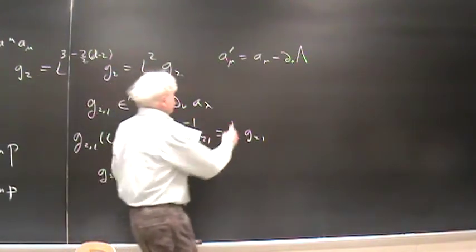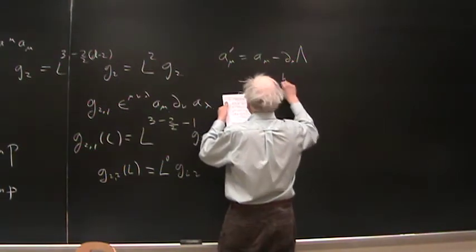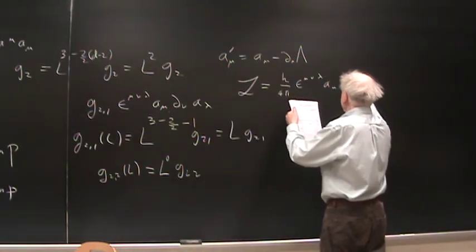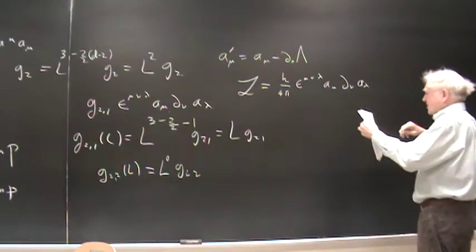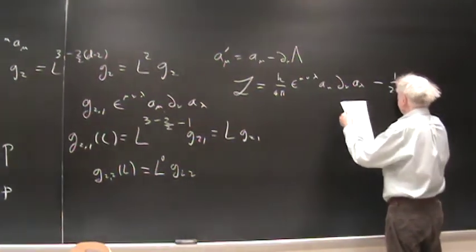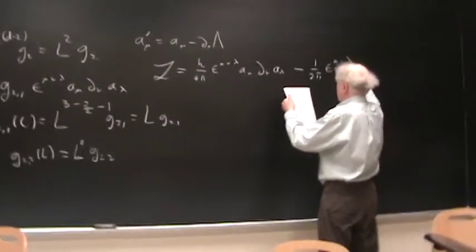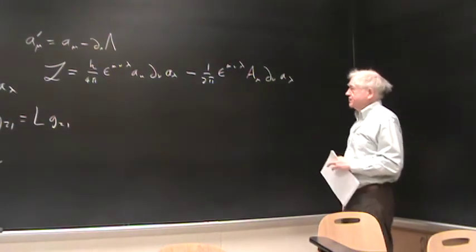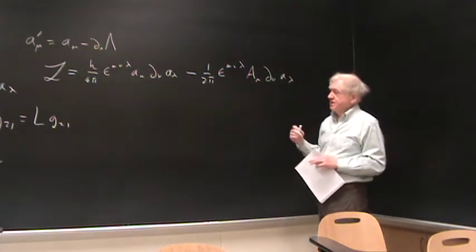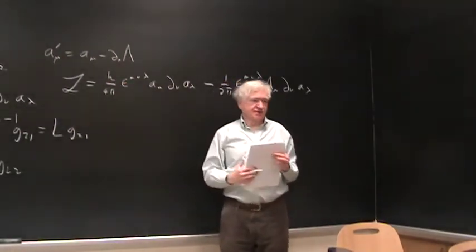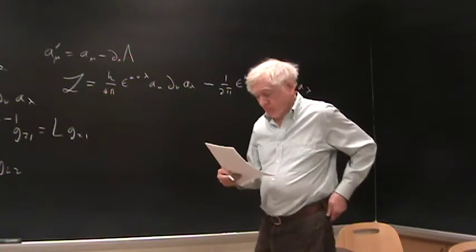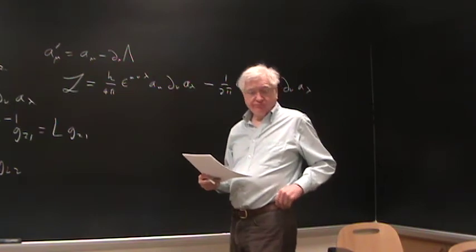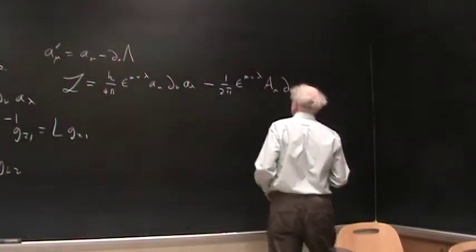So what we're going to say then is that L is K over 4 pi epsilon mu nu lambda A mu d nu A lambda. And then we're going to put in an electromagnetic field. And this electromagnetic field is not the one that generates the B field. The B field is already included in the constant K, it turns out. So this is a coupling of this other electromagnetic field to the Chern-Simons field? That's right. Okay.